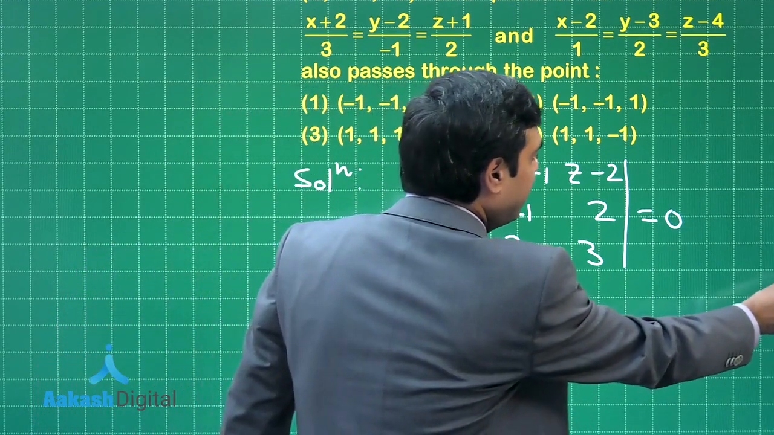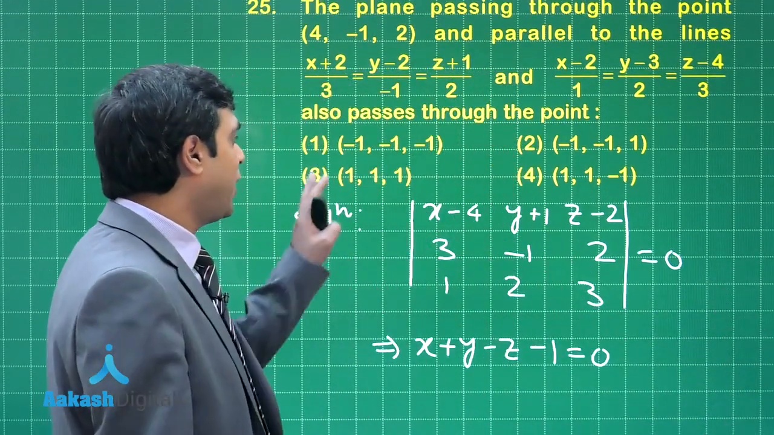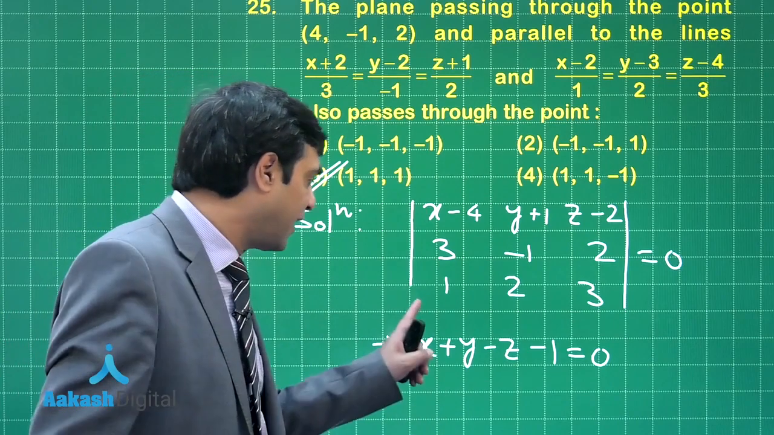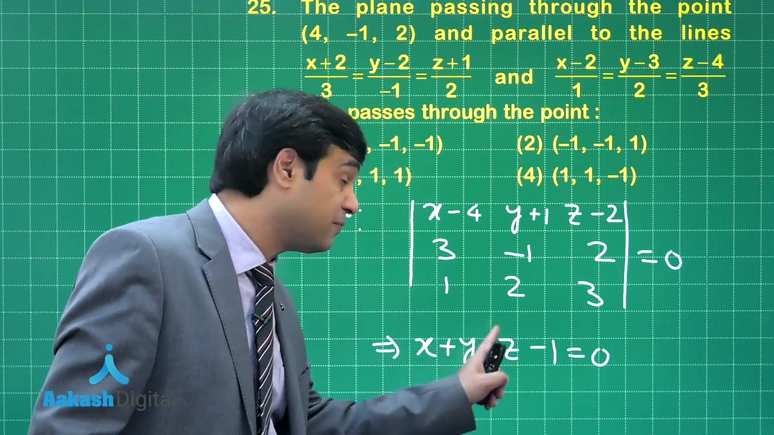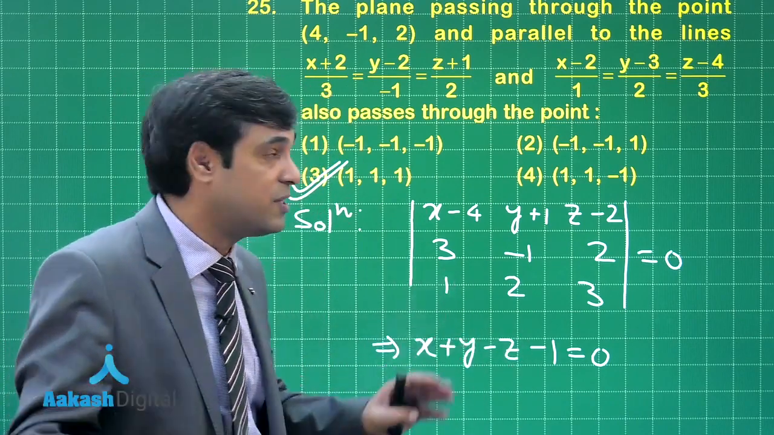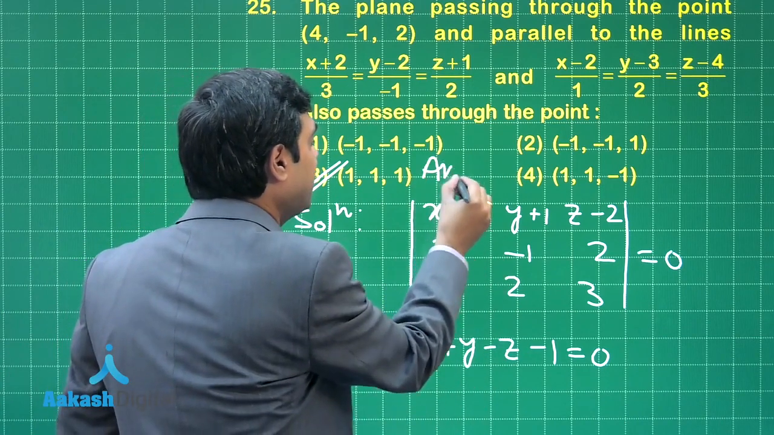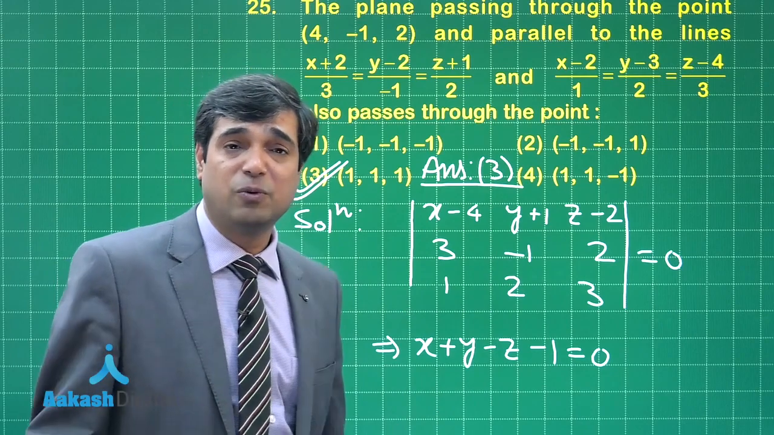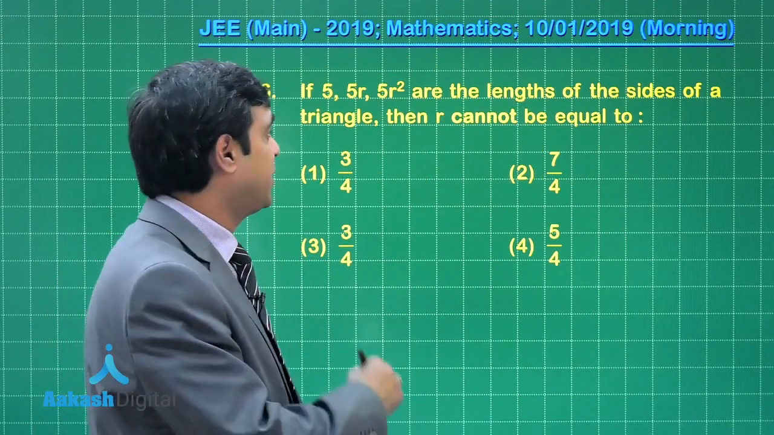Let us see the given options. When you substitute the points one by one, you observe option number 3 is satisfying it as 1 + 1 - 1 - 1, that is 0 = 0. So, the correct answer for the given question is option number 3. I am sure this is clear. Let us move on to the next one, that is the 26th question.